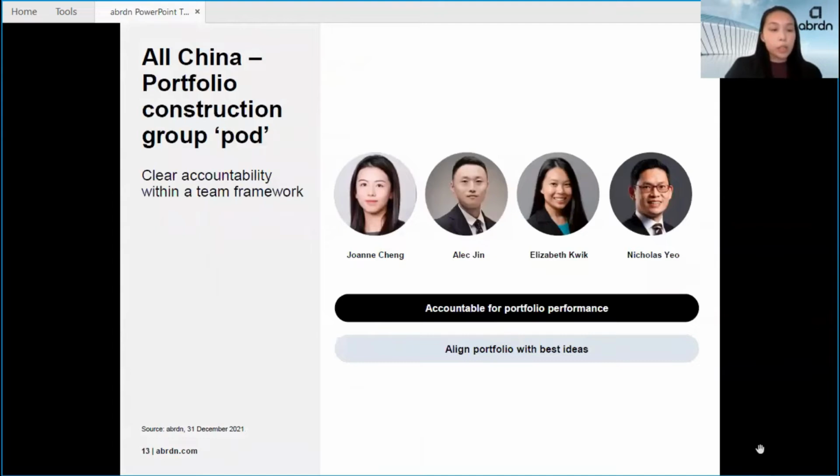So with such a large team, you might ask, who are the decision makers, who is constructing the portfolio? And that's really on the next slide, slide 13. It's what we call a portfolio construction group, or pod. The four of us, Nick, myself, Alec, and Joanne, are responsible for decision making when it comes to this portfolio. We are accountable for the portfolio's performance, and we of course seek to align the portfolio with our best ideas that are proposed by all the analysts.